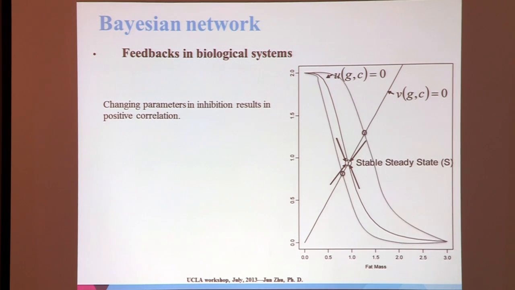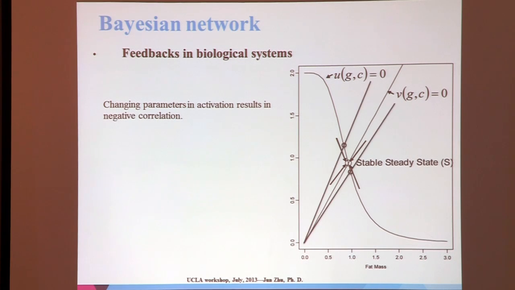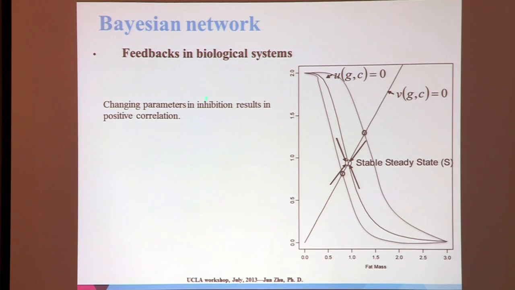Negative correlation. On the other hand, if you change the parameter in the feedback control, you can shift this curve, and the stable state moves along this straight line. Then eventually you get a positive correlation.